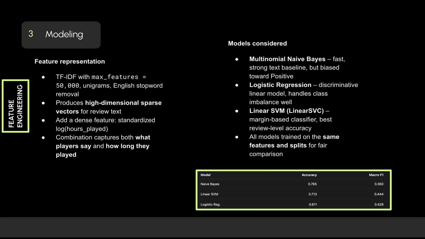I also trained a linear SVM, which does have the best review level accuracy, but it doesn't have great balanced error rate, and the game level accuracy does drop, especially compared to logistic regression. So it has some trouble distinguishing some of the more ambiguous cases in the mixed category.